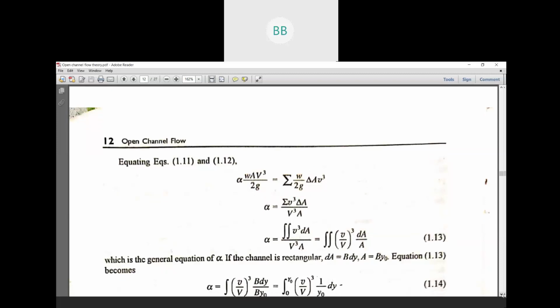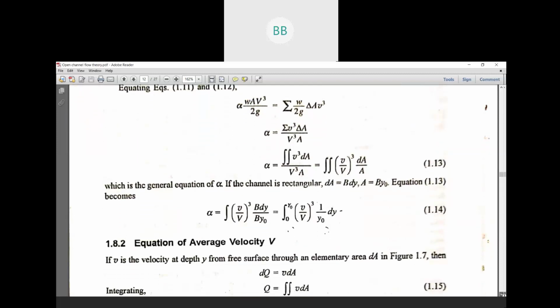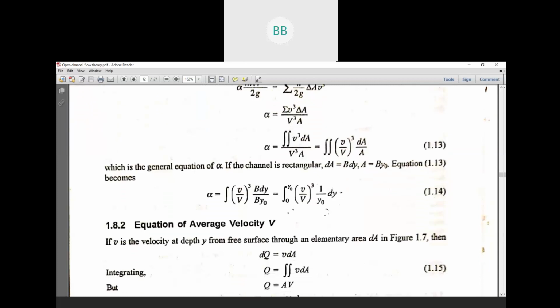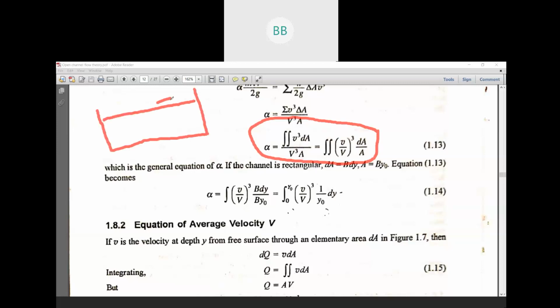For example, it's just for an example. This is your overall expression. Now what we are going to do, we are going to consider a rectangular channel and find out the expression for a rectangular channel. This expression is irrespective of the channel shape. Whatever we are going to derive now is only for a rectangular channel. We are going to use this equation only.